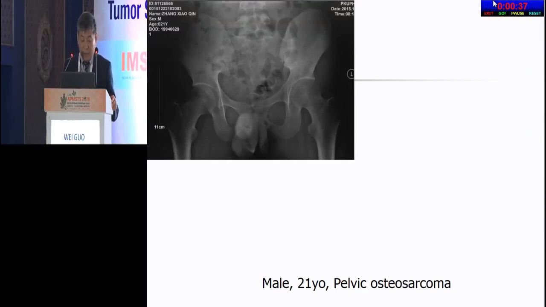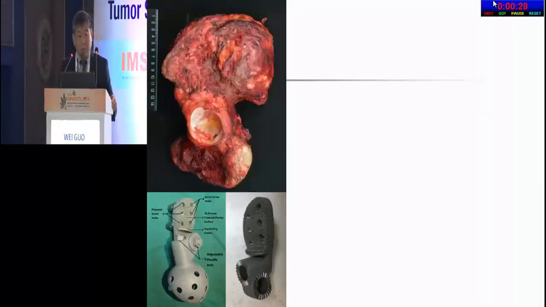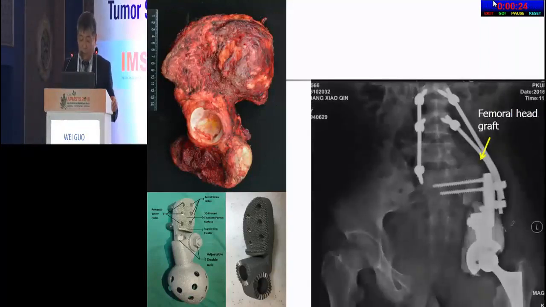This is a case of a 20-year-old male patient with pelvic osteosarcoma. This is a very huge osteosarcoma. After wide resection, we used this prosthesis to do the reconstruction. Usually, sometimes we put the femoral head graft with the sacrum, so this can keep the prosthesis in a very good position.